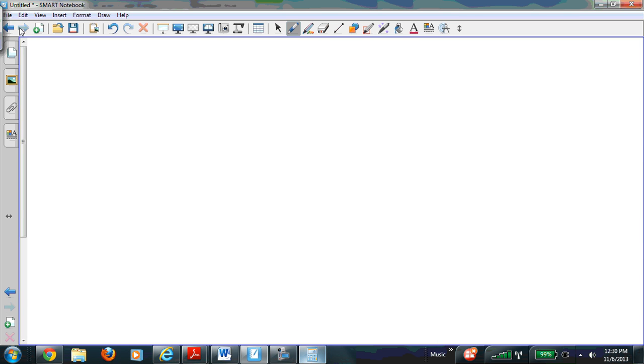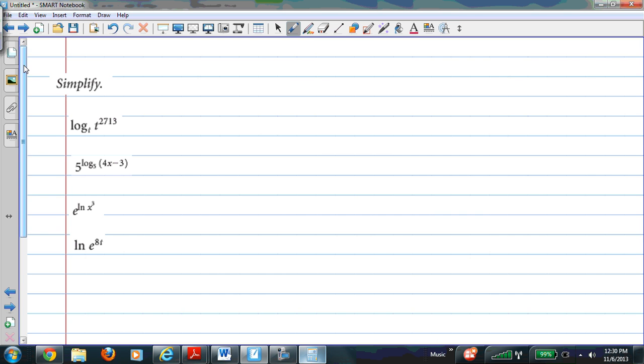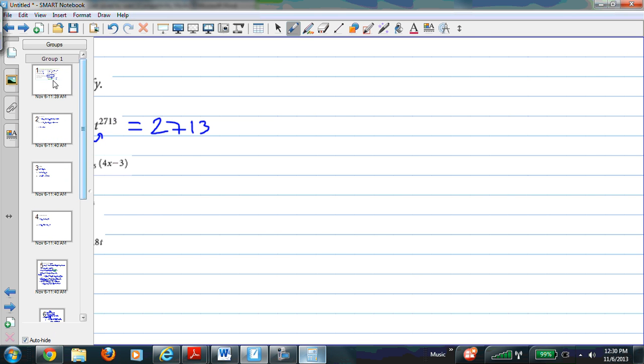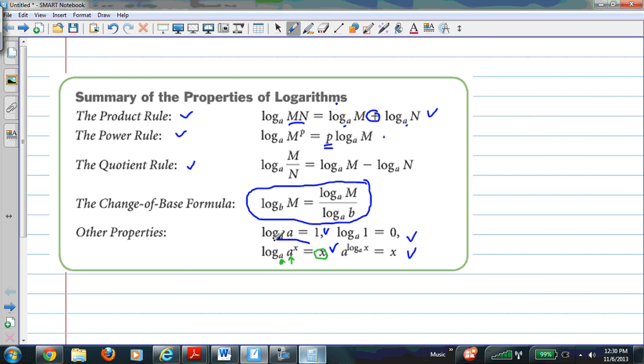And then a few exercises in the end, just using the basic properties. Here we have log base t of t to the power, really doesn't matter. Just remember what happens when the bases match. To what power do I need to raise t to get t to the power 2713? Well, the answer is 2713. That's just using this property right here. When the bases match, you're just left with the exponent.